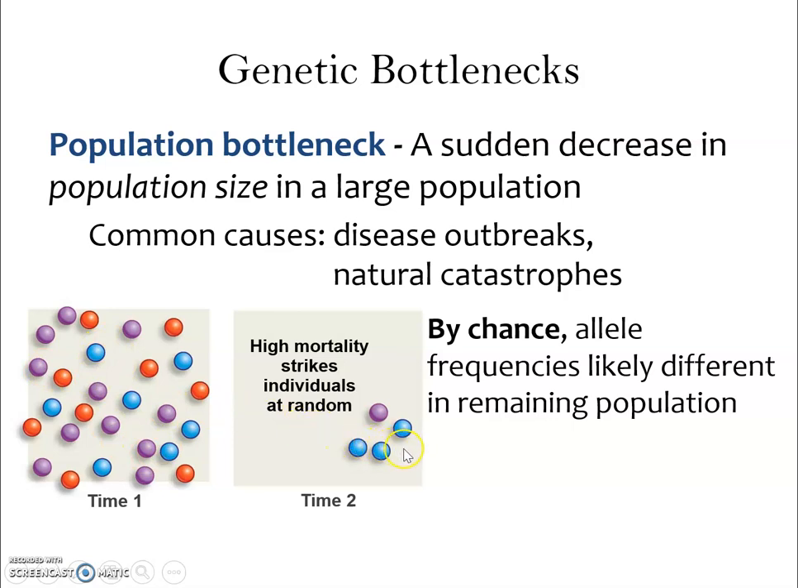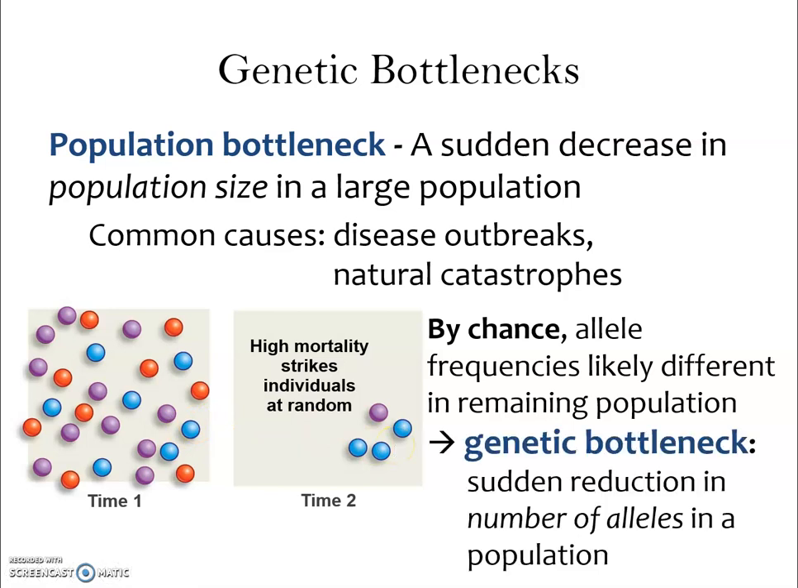Okay, so here we have, I think the blue was homozygous allele 2. So now I've got 3 homozygous allele 2s and 1 heterozygote. Okay, so 7 recessive alleles and just 1 dominant allele. So a big change in time 2 relative to time 1. So we call this event a population bottleneck or genetic bottleneck, a sudden reduction in the number of alleles in a population for a particular locus.